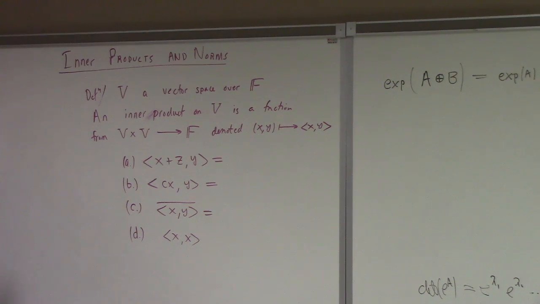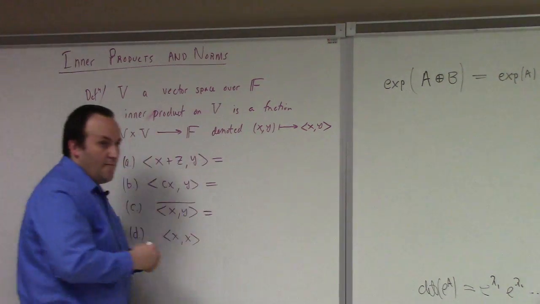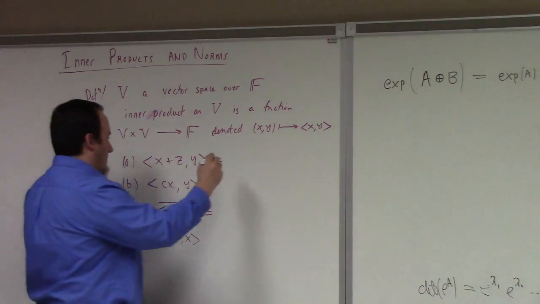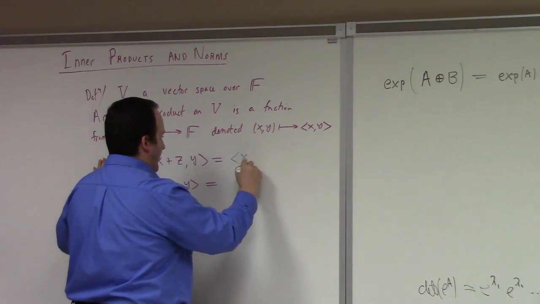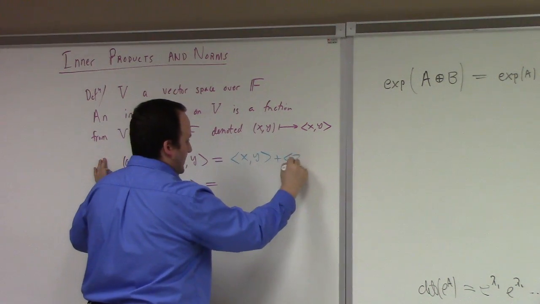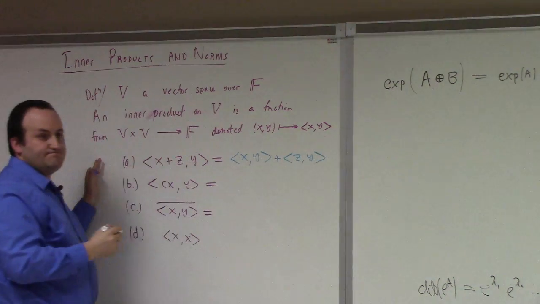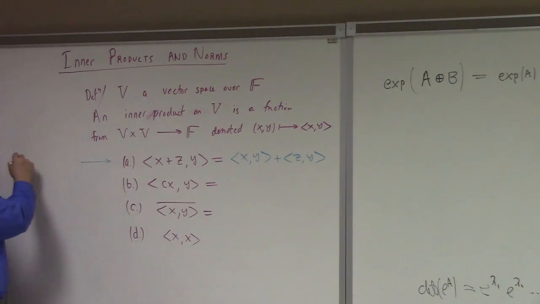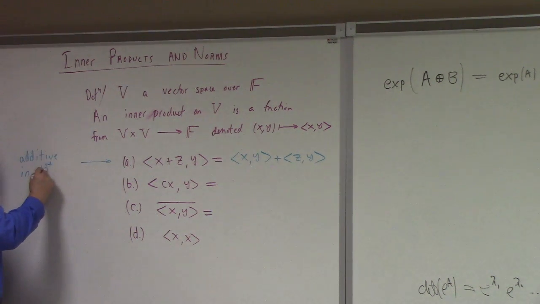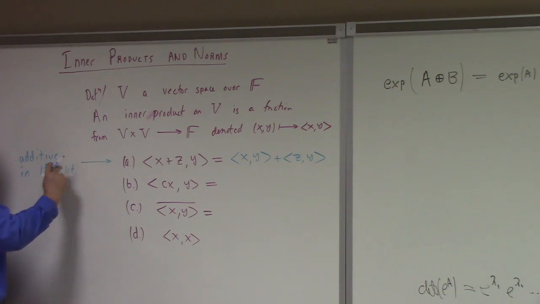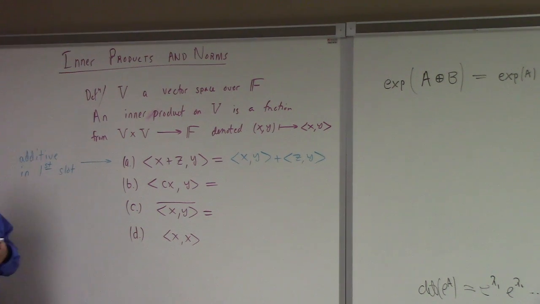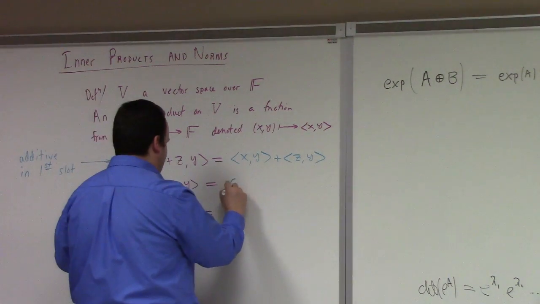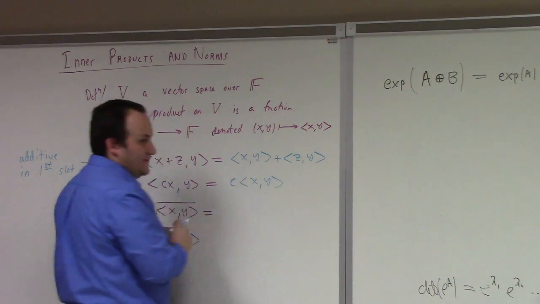Okay, so what do you guys think? x and y plus z and y. Yeah, x comma y plus z comma y. So it's additive in the first slot. That's the language I would tend to use for that. Additive in the first slot. How about this? What do you think? C? All right, I have a vote for C, x comma y. In fact, that is true.